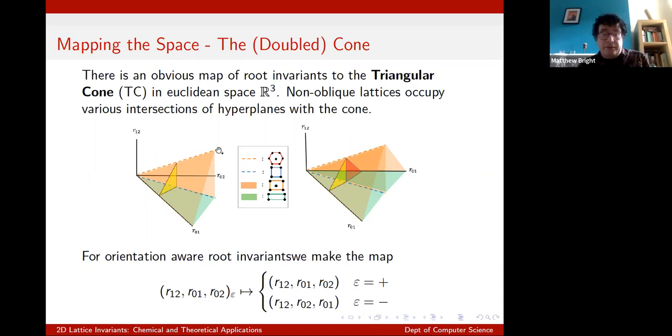And if we think about the non-oblique lattices in the terminology that we're using now, they occupy boundaries of the cone, various intersections of hyperplanes, either where r01 equals r02, and you've got this orange wall here, or one or other of your inner products is zero, and you've got a square lattice. There are a couple of boundaries which give you a centered rectangular lattice, and this bottom one, where one of the angles is zero, gives you your primitive rectangular lattice.